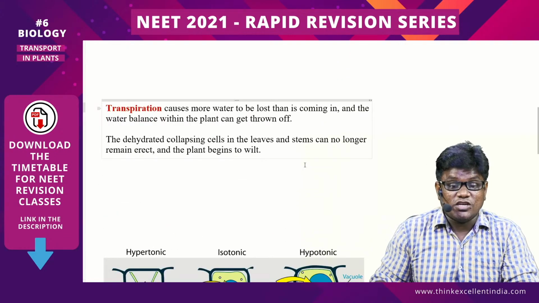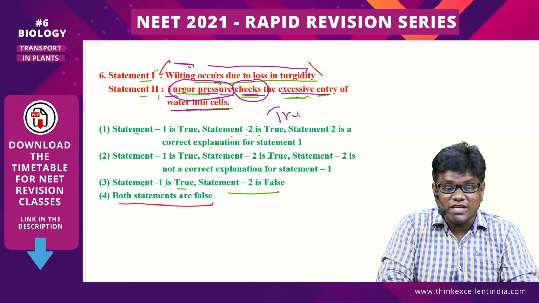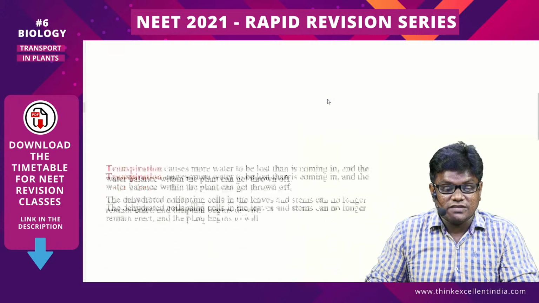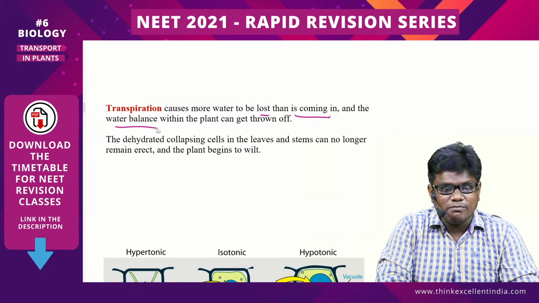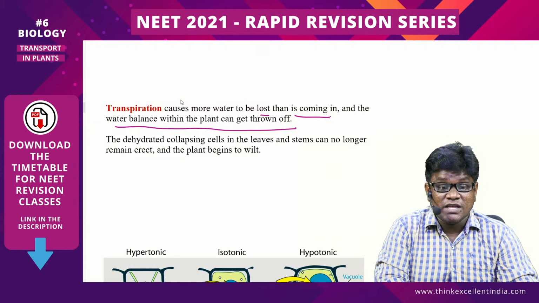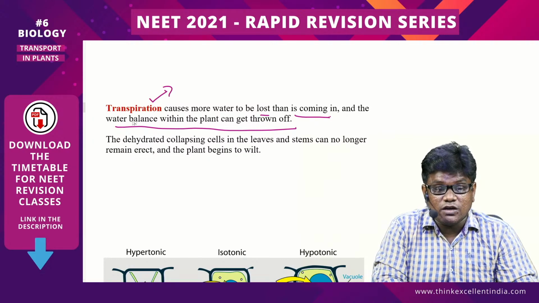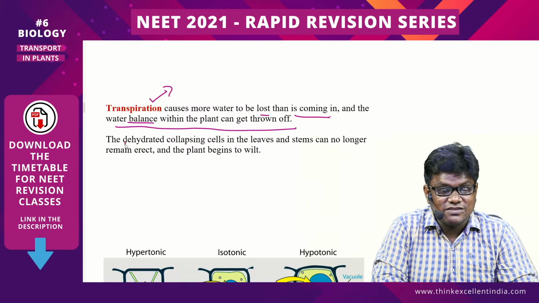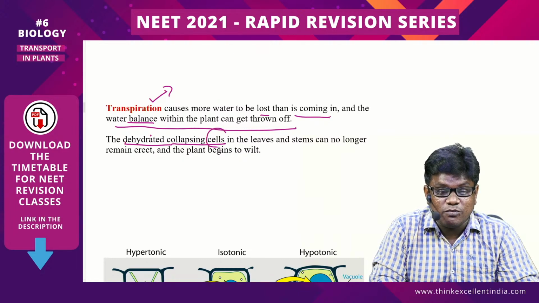Here the transpiration, இதுல ரொம்ப முக்கியமான விஷயம் நம்ம தெரிஞ்சுக்க வேண்டியது என்னன்னு பார்த்தீங்கன்னா, the transpiration process என்னன்றதை தெரிஞ்சுக்கணும். Okay, so transpiration causes more water to be lost than is coming in. Then the water balance within the plant gets thrown off. அதாவது transpiration process மூலமா அதிகமான water use ஆகி வெளியில போயிடுச்சு அப்படின்னா பிளான்ட்டுக்குள்ள இருக்கிற water content குறைஞ்சிடும். So that is called dehydrated, collapsing cells. Dehydrated means what? The water content removing process. The water content remove ஆனா என்ன ஆகும், cells ஓட metabolic process will be collapsed.